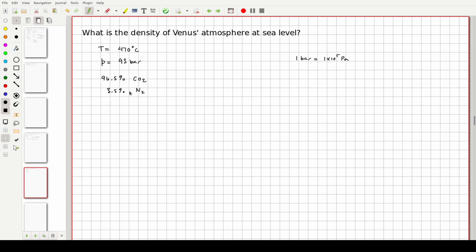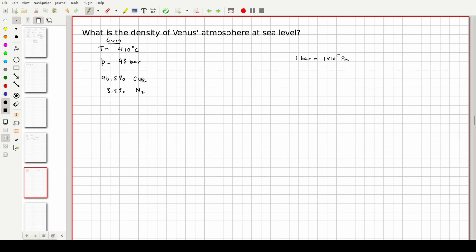Just like the Earth's atmosphere is primarily nitrogen and oxygen, there are other trace elements there, but we're going to disregard them because overall they don't make an appreciable change to the density that we're looking for. So this is what we've been given.